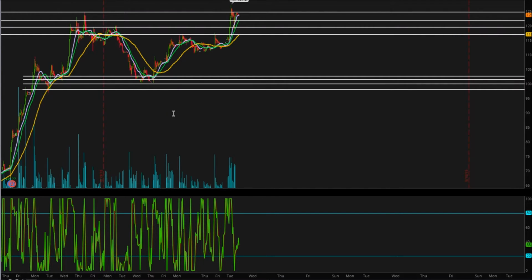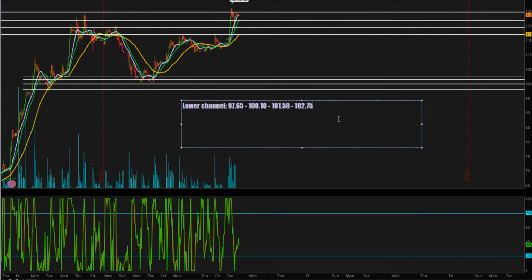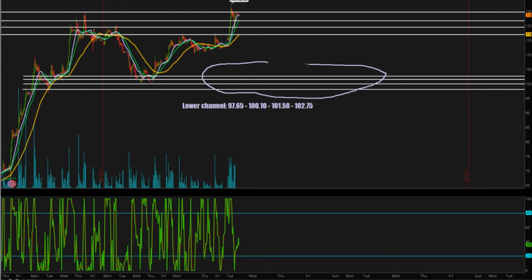Now these pivot points are all pretty close together, so let's just type those out here to make it really easy to see. So we have the lower channel. Those pivot points, from the lowest up, we have 97.65, next one we have 110, then we have 101.58 and 102.75. So that's going to be this lower channel here, all 4 pivot points of that lower channel typed out right here for your convenience.